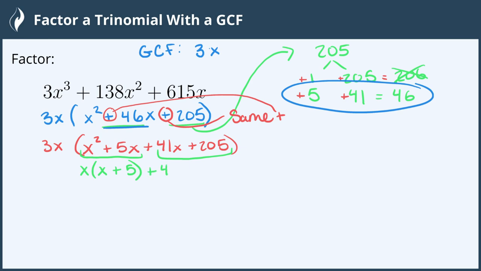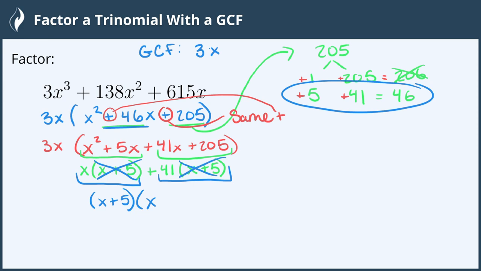So we'll pull 41 out of both of those. 41x divided by 41 is x. 205 divided by 41 is positive 5. And now we will go ahead and factor these two terms. They have a common factor of x plus 5. So if we divide it out of the first term, we're left with x. And divide it out of the second term, we're left with positive 41. And don't forget, we still had a 3x at the beginning.